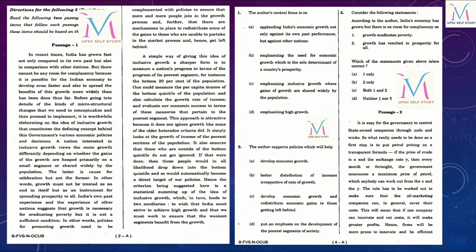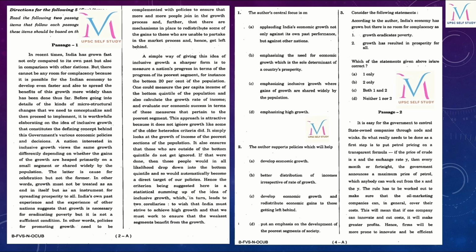And coming to the third question, consider the following statements. According to the author, India's economy has grown, but there is no room for complacency, as: complacency means self-satisfaction. According to the author, the Indian economy has grown, but there is no room for complacency as: 1, growth eradicates poverty; 2, growth has resulted in prosperity for all. These two are correct.